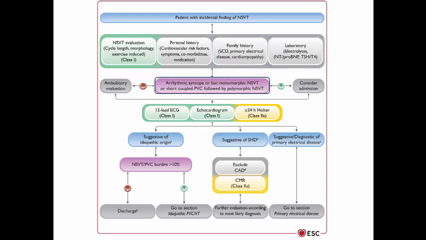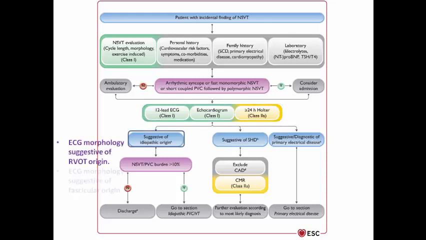Then you need to ask yourself whether this patient has any high-risk features like arrhythmic syncope, fast monomorphic non-sustained VT, or short-coupled PVC followed by a polymorphic run. If none of these features are present, this patient needs just ambulatory evaluation and follow-up in the outpatient clinic. But if one or more of them are present, this patient would need hospitalization. He would need a 12-lead ECG, formal echocardiography, and 24-hour or more Holter ECG to assess the burden of the VT and whether it is monomorphic or polymorphic through the 24-hour period.